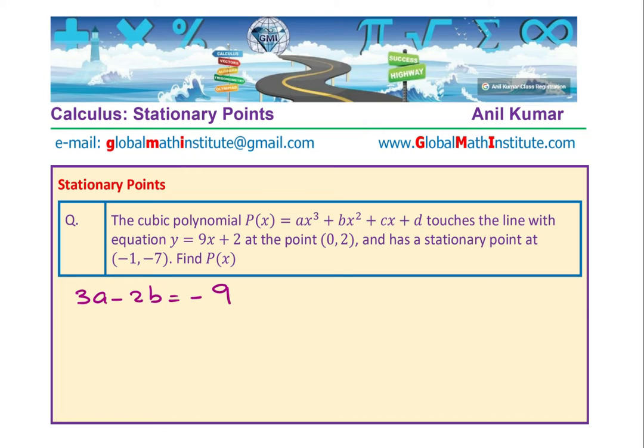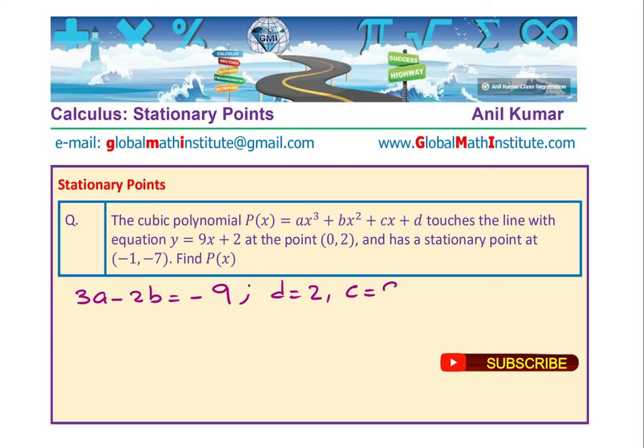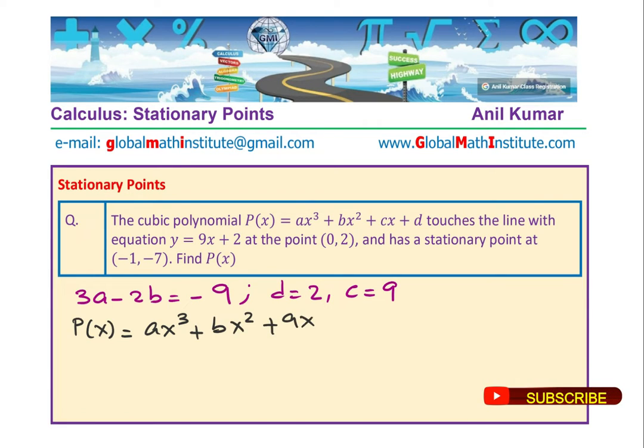And still, we have to substitute the point minus 1, minus 7 in the equation to get the value, correct? We also found that the value of d is 2 and c is 9, right? So the polynomial equation which we are working with is p of x equals ax cubed plus bx squared plus 9x plus 2.